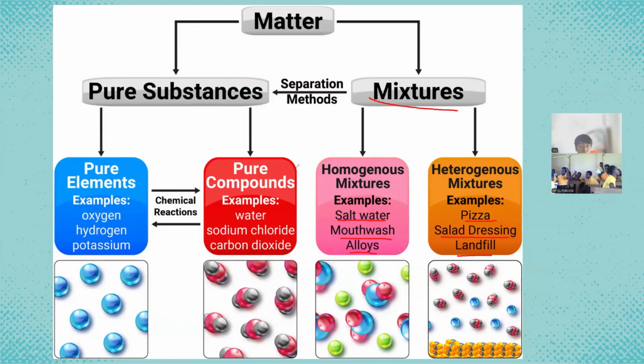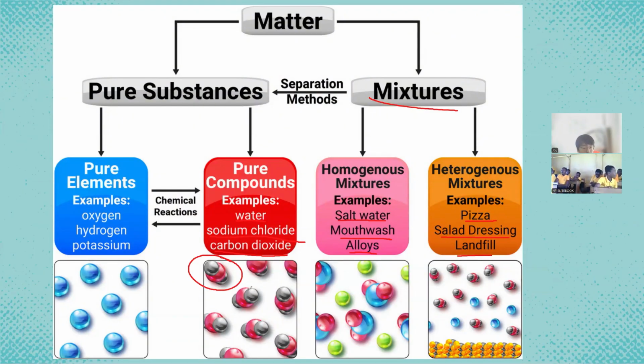But now we can separate these mixtures into pure substances. And pure substances can be separated into elements or compounds. Compounds are like water, sodium chloride, and carbon dioxide, where there is more than one type of atom, but it's not really a mixture.